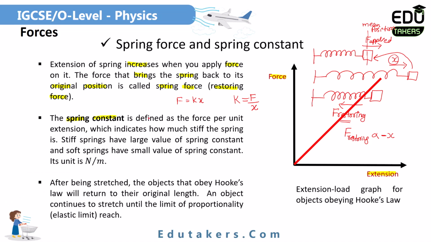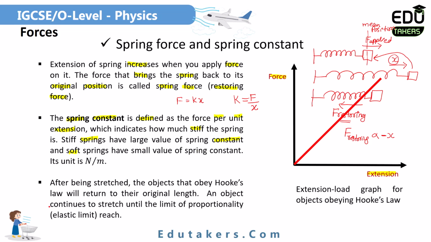Spring constant is defined as the force per unit extension, according to the formula, which indicates how stiff the spring is. Stiff springs have a large value of the spring constant. If the spring is stiff, it means that this spring has a large value of the spring constant. If the spring is soft, it has a small value of the spring constant.